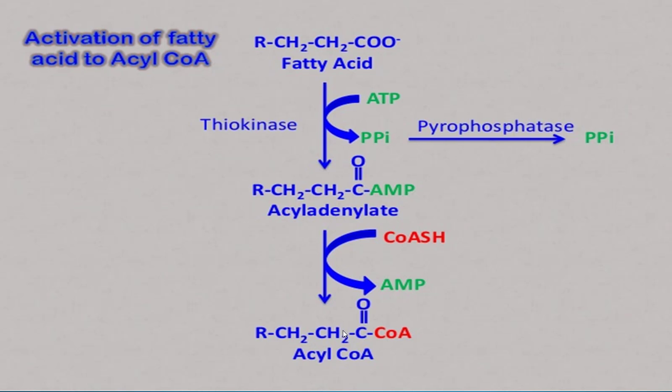Here is the first step, that is the activation of the fatty acid to acyl-CoA. Fatty acid is converted into acyl adenylate with the help of the enzyme thiokinase, where ATP is used, and after using ATP, inorganic pyrophosphate is produced, which is converted into inorganic phosphate with the help of the enzyme pyrophosphatase. That acyl adenylate is converted into acyl-CoA. That acyl-CoA is synthesized with the help of coenzyme A, and there is a formation of AMP.